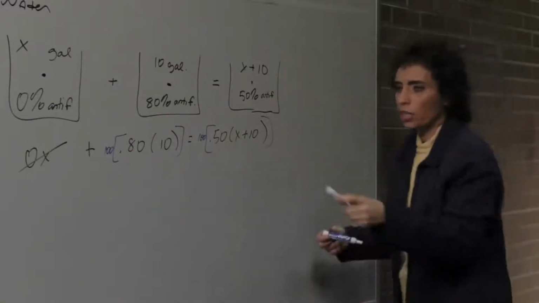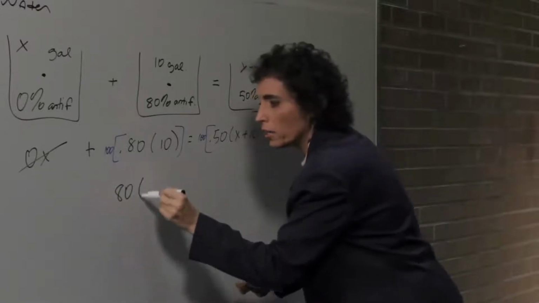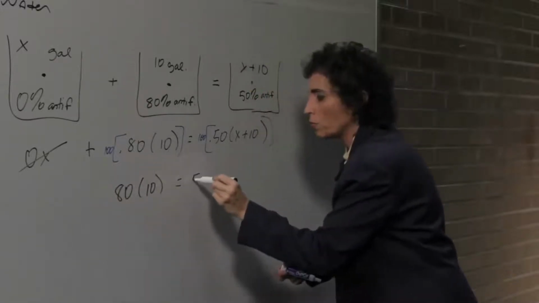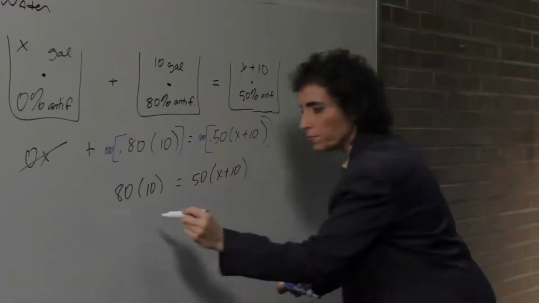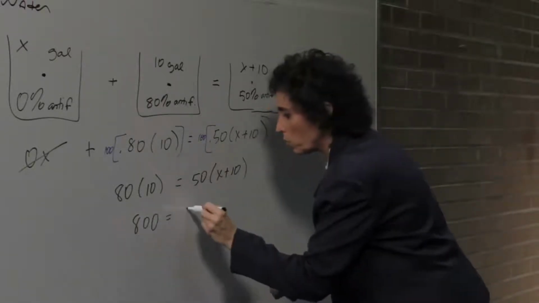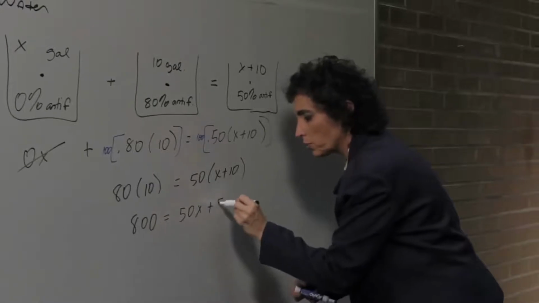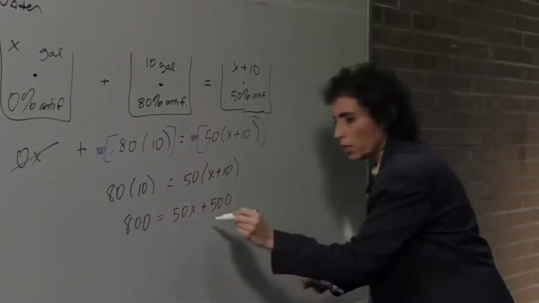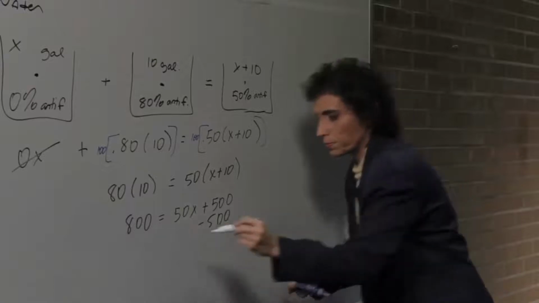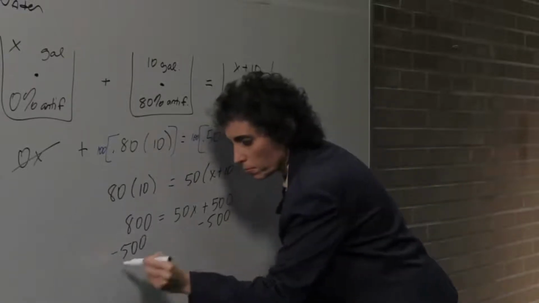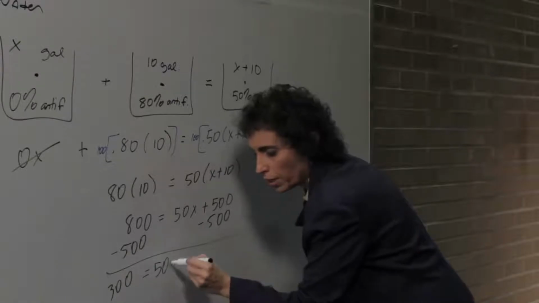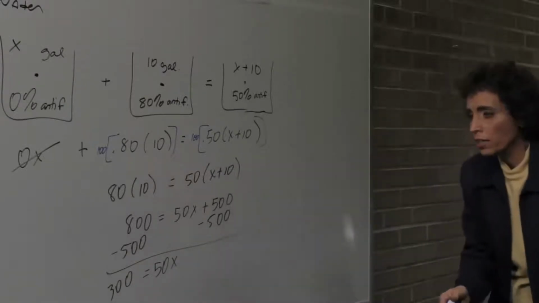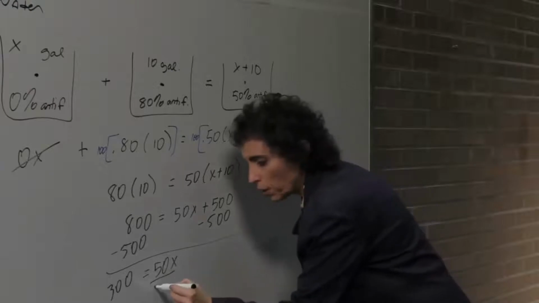Okay? And we got 100 times 0.80, or 80 times 10 equals 50 times the quantity X plus 10, which is 800 equals 50X plus 500. Subtract 500. We have 300 equals 50X. Almost home with this problem. Divide by 50.